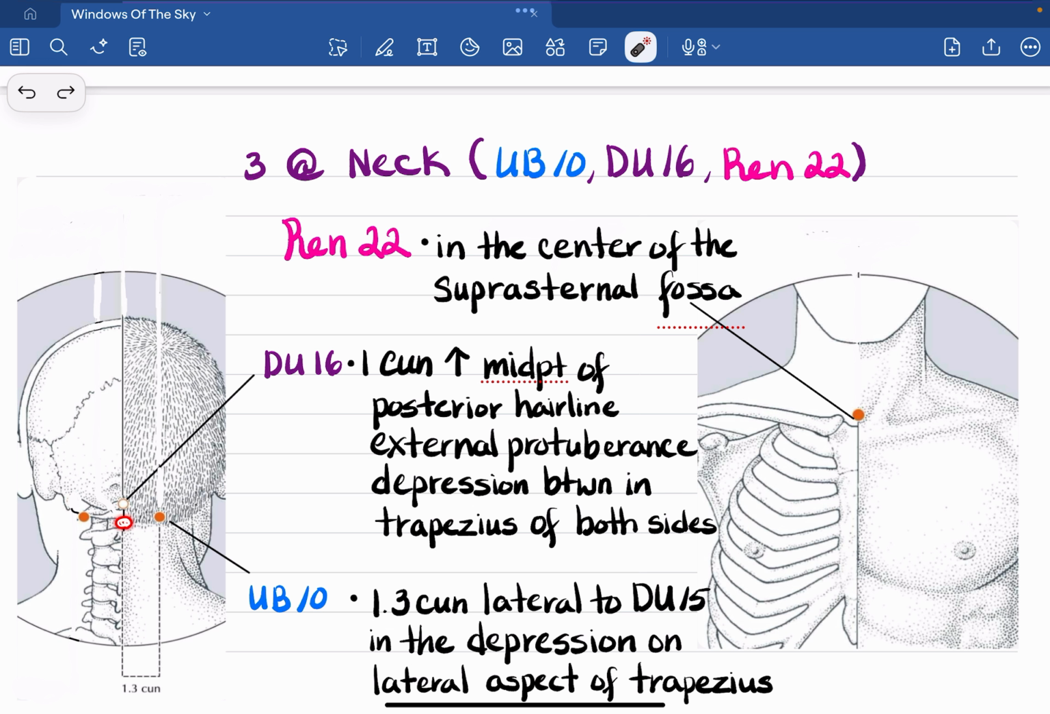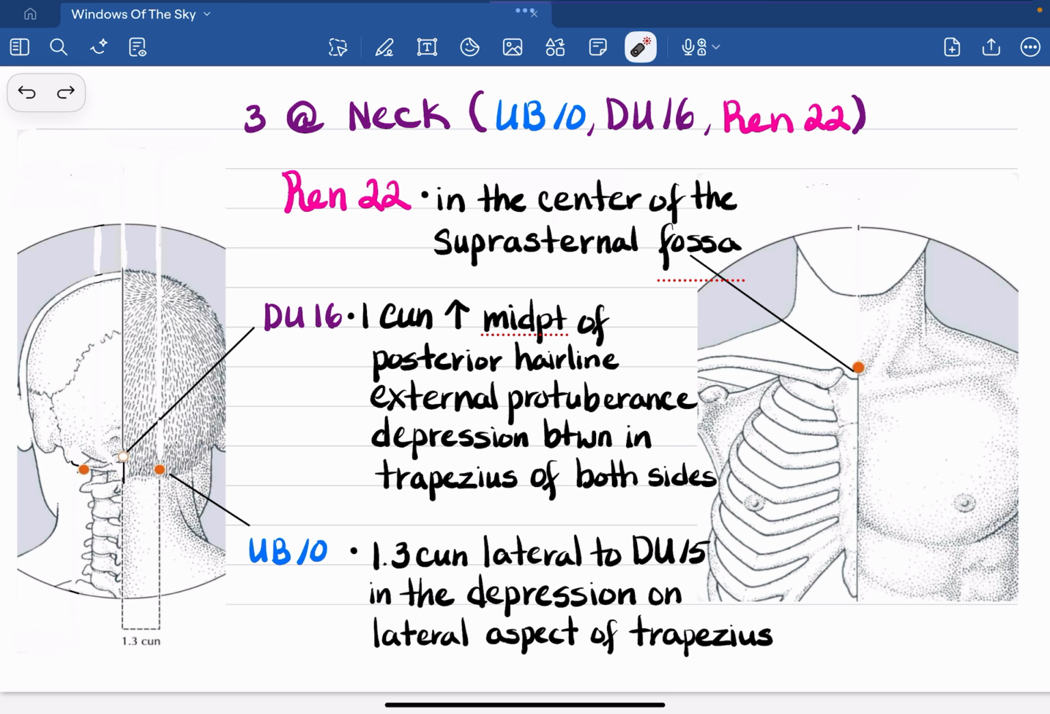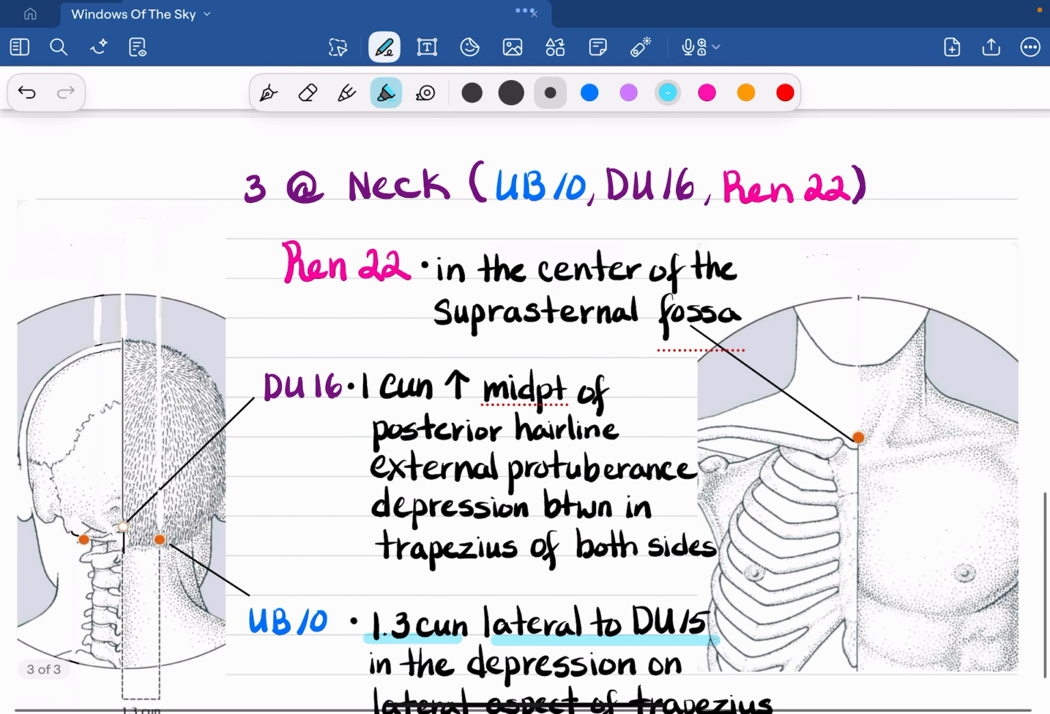So DU15 is 1.3 soon this way or this way. So bilaterally, whichever way. But it's the depression on the lateral aspect of the trapezius. Okay, so I'm going to highlight this a little bit. So it's 1.3 soon lateral to DU15. Those are the key. And then DU16 is up.